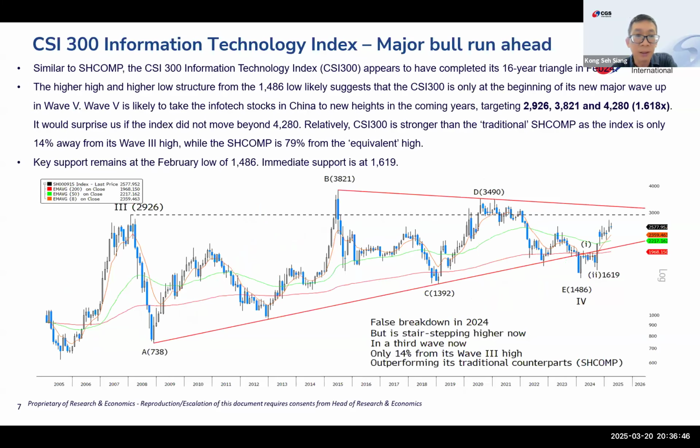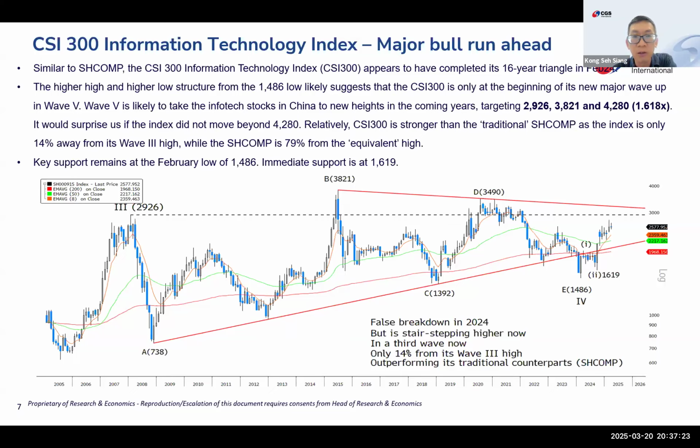So what is going to lead the overall Chinese market? I think with DeepSeek, that is also one reason we are seeing the Chinese information technology sector outperforming the overall market. So this is the CSI 300 Information Technology Index. Based on how far it is from its major wave 3 high, which was the 2007-2008 high, this one is trading only 14% off that high.